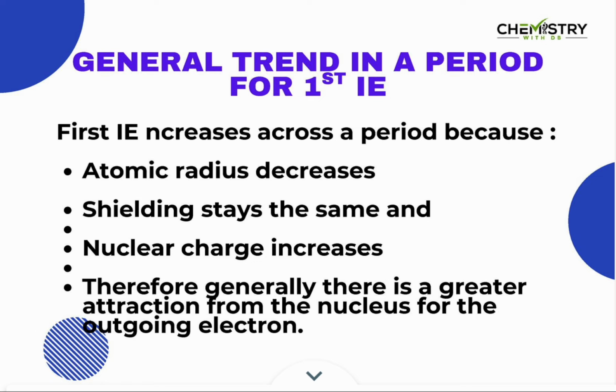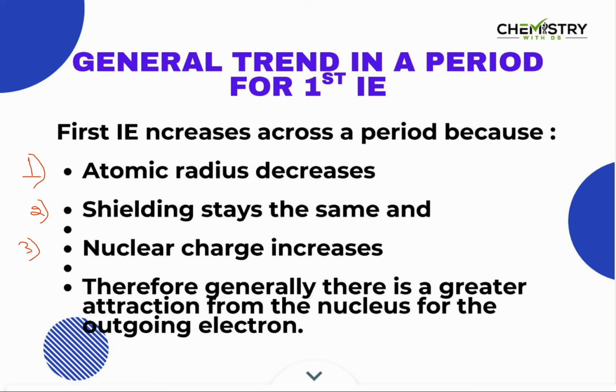The reasons for this are, the first reason is that the atomic radius decreases. The size of the atom decreases as we go across a period because the number of electrons and the number of protons are increasing. The second reason is that the shielding stays the same for all elements in a period because the number of shells remains the same.